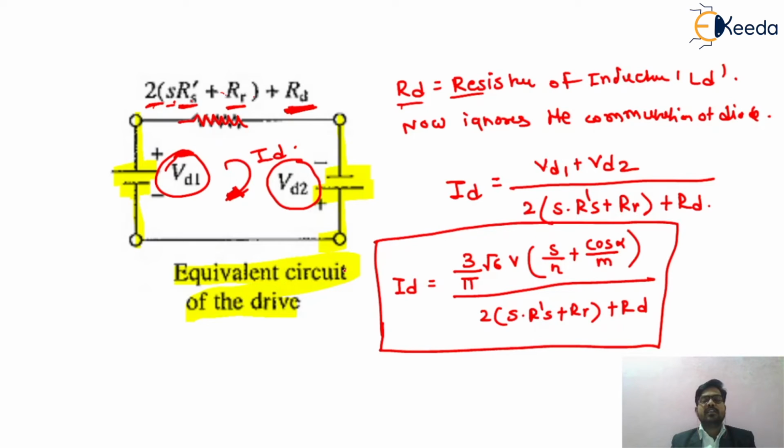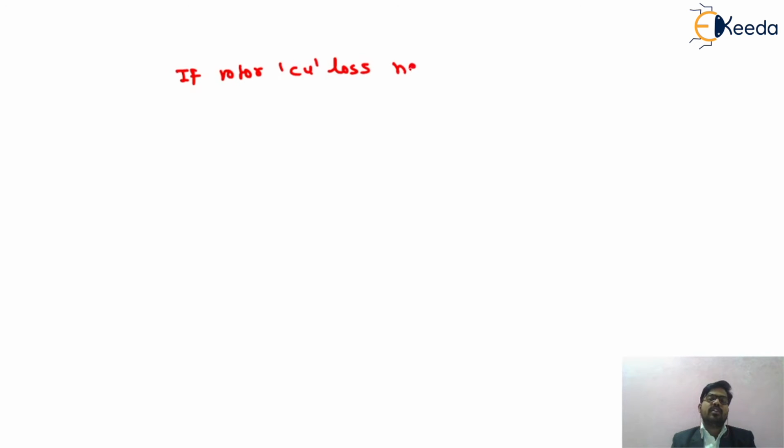Now that we have the value of the current, we want to find the value of the torque. For understanding the torque in that equation, we consider that the rotor copper loss is neglected. So we get one important term by neglecting the rotor copper losses.